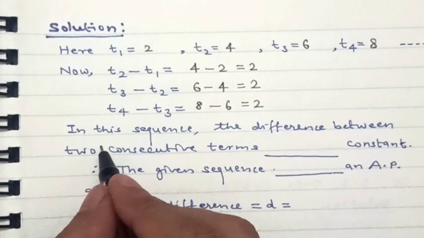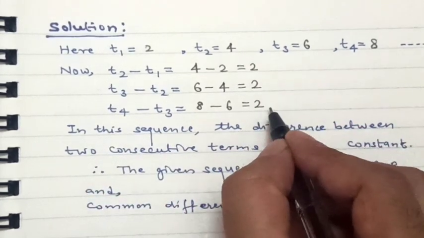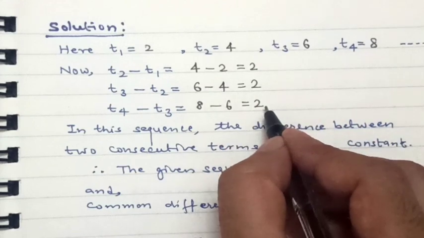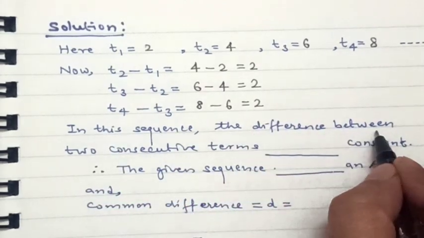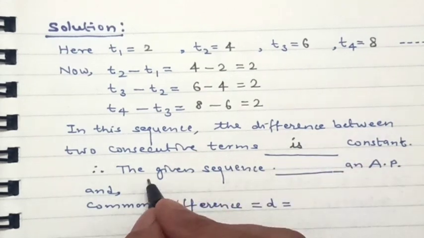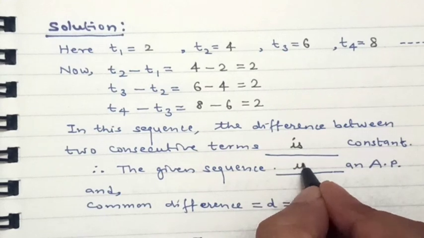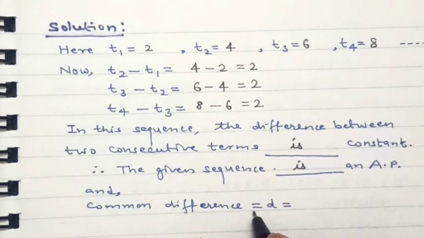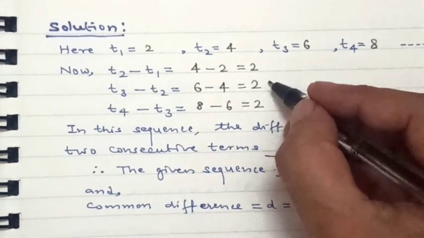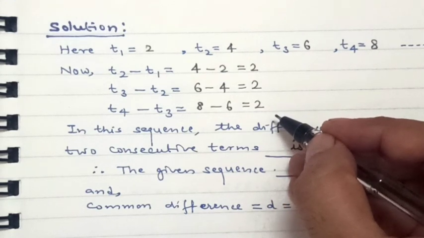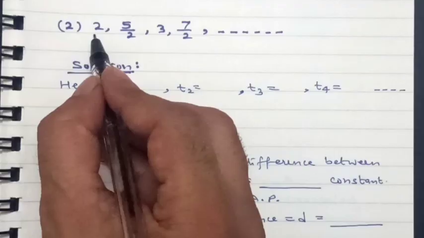Dear students, in this sequence, you see the difference. Everywhere the difference between two consecutive terms is constant, fixed, and it is equal to 2. So in this sequence, the difference between two consecutive terms is constant. Therefore, the given sequence is an AP, and the common difference is 2, because everywhere you are getting 2. In the same manner, you are going to solve the remaining problems. Let's go to the second question.